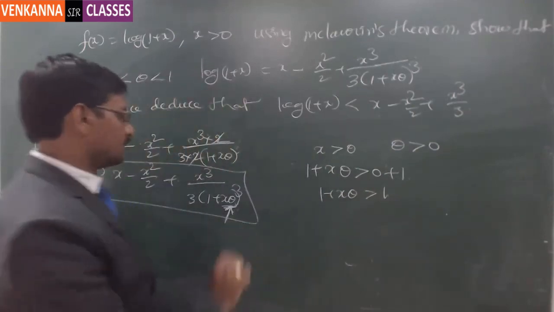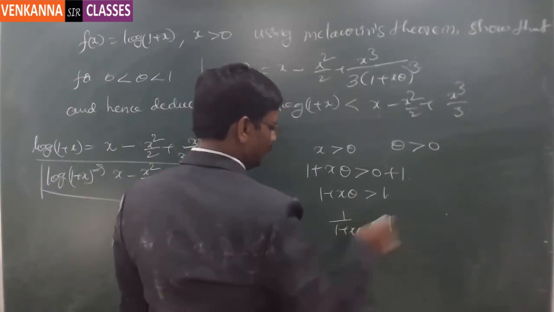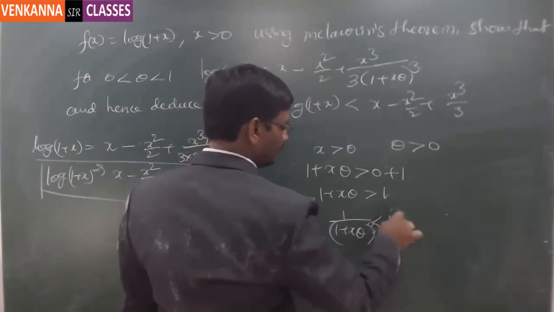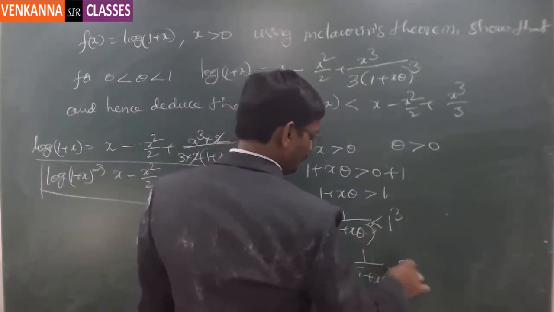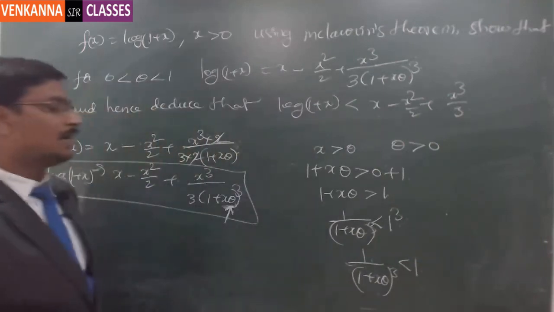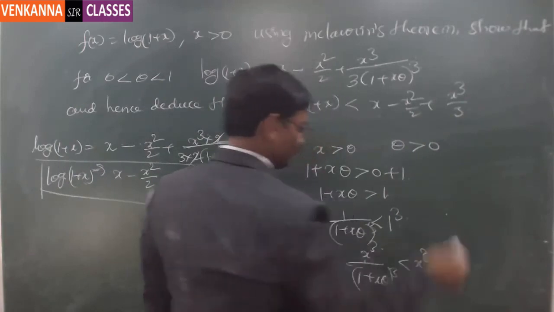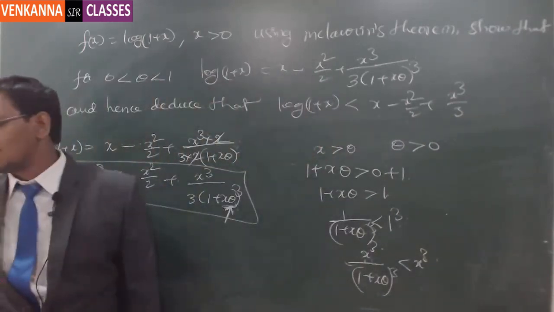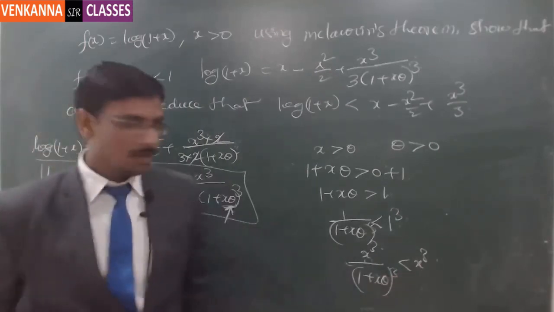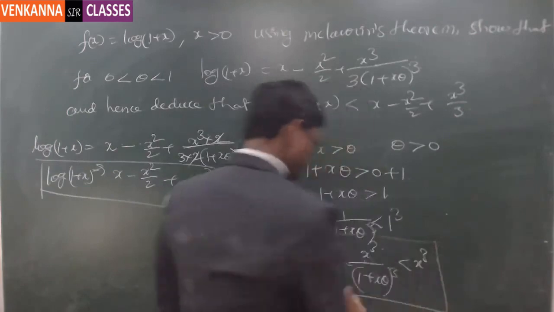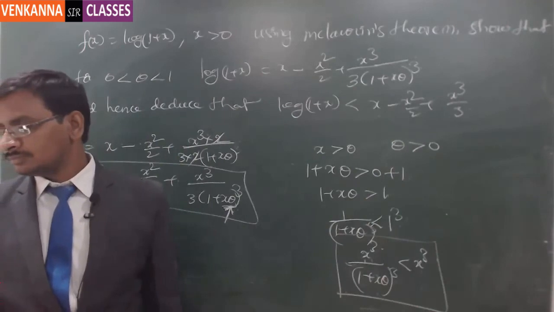And then inverse of that, because this is at the denominator, 1 by 1 plus x theta is less than 1. If you cube it on either sides, this will be 1 by 1 plus x theta whole cube is less than 1. Now, if you multiply with x cube on either sides, x cube by 1 plus x theta whole cube is always less than x cube. This is proved. Got it? This is proved.